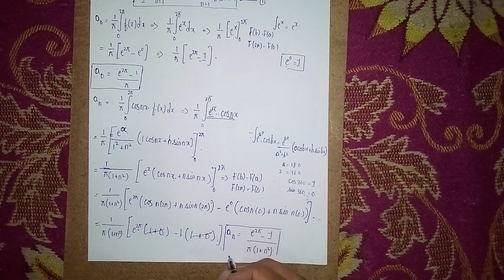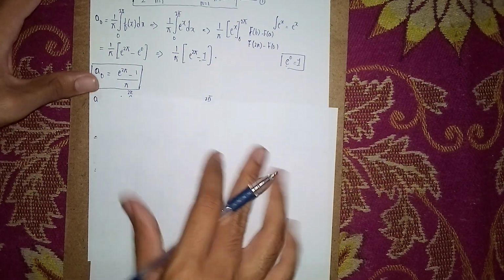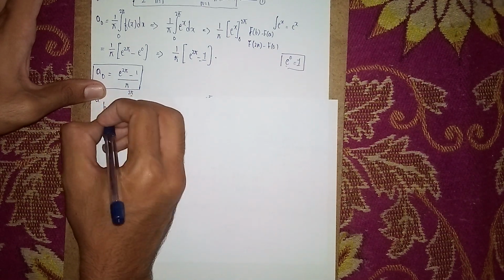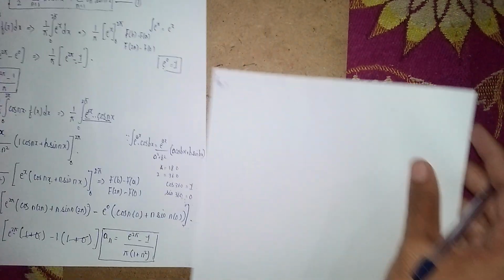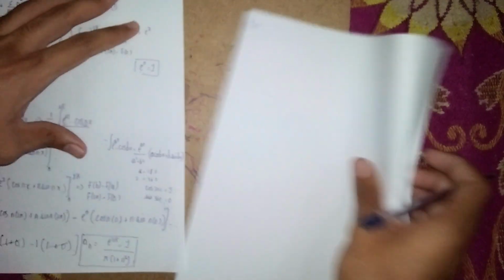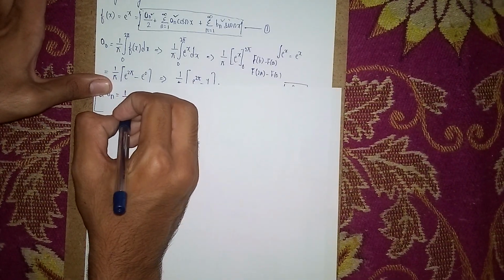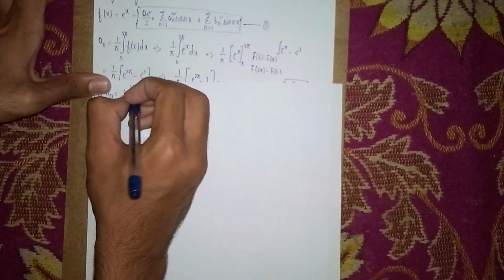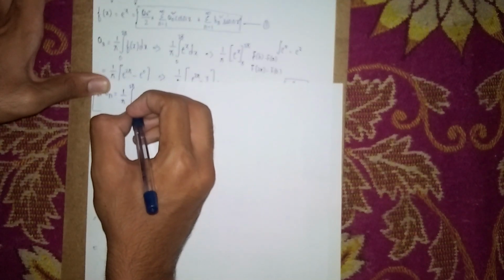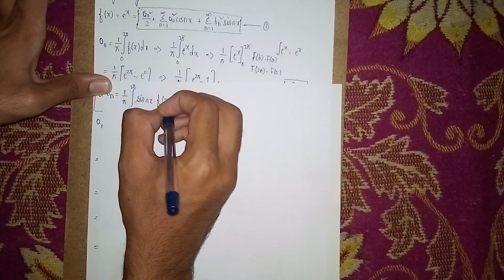Okay, we completed our second step. Second, we found out an. Now after that, we have to find the bn value. What is bn? This bn we have to find out. I'm keeping this aside, this is the continuation of here. Now bn is equal to 1 by pi integrate, limits 0 to 2 pi, sine nx into f of x dx.